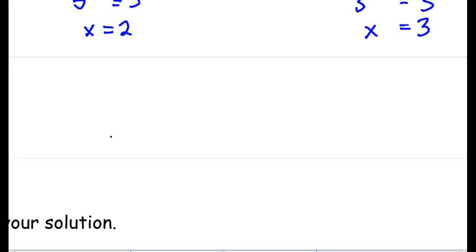All right, let's look at the last page. We're almost there. Solve a few more.